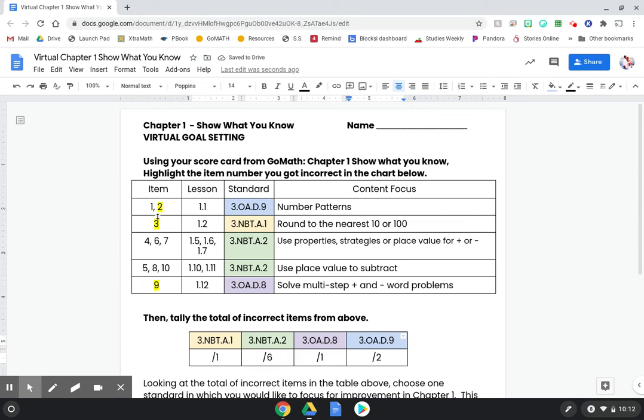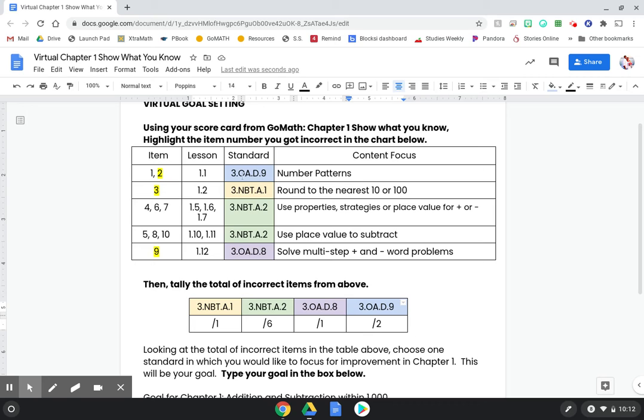Now that I have the numbers that I got incorrect highlighted, I'm going to tally the total of incorrect items from above. So I'm going to start with the number at the top. If I look here, 3.OA.D.9, it's highlighted in blue over here so that I can easily find it. There were 2 questions for that standard, and I got one of them incorrect. So down here where it says out of 2, I got 1 out of 2 incorrect, right?